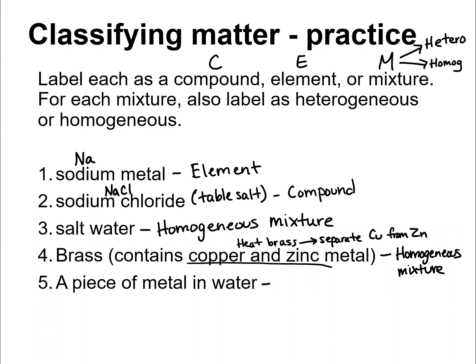The last one is a piece of metal in water. Which one is it? Compound, element, or mixture? It's definitely a mixture. And it's a heterogeneous mixture. Because you can clearly see the metal and the water.